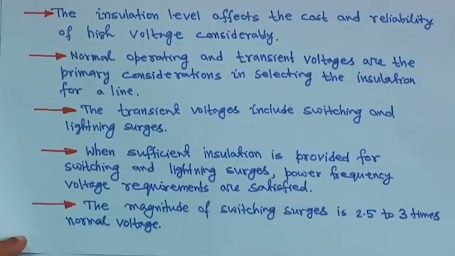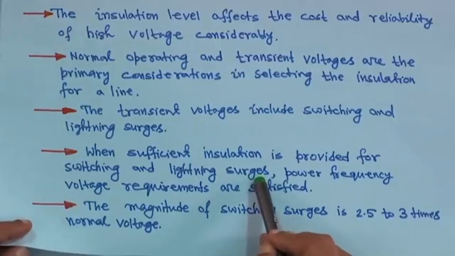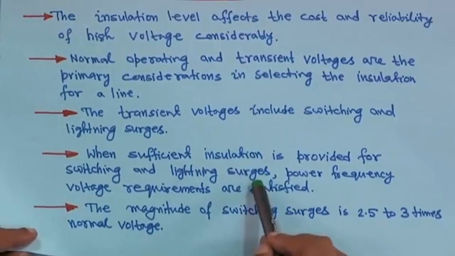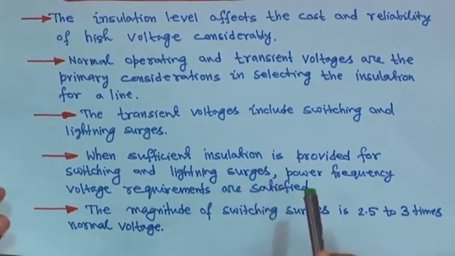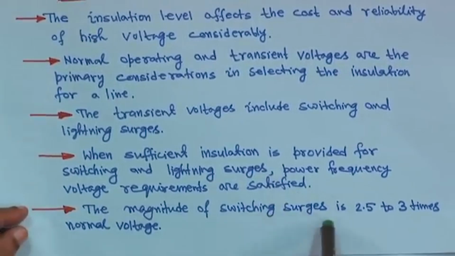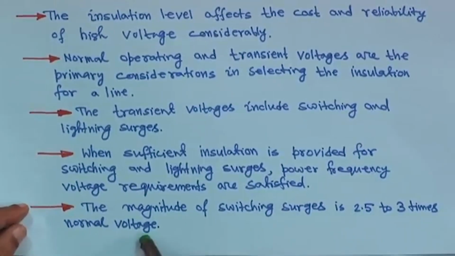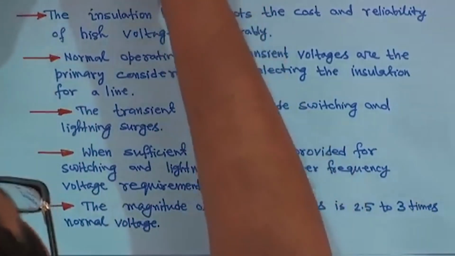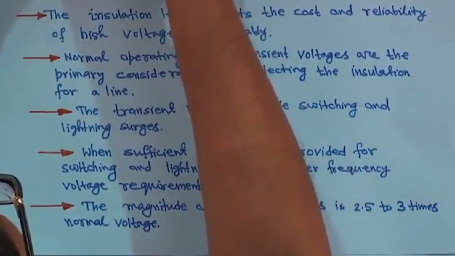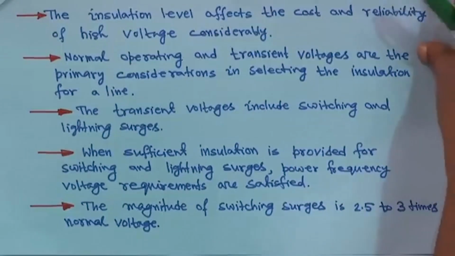So, sufficient insulation will be provided against switching and lightning surges. When you are designing everything, you have to take this into account, and accurate calculation is required. Next, the magnitude of switching surges is 2.5 to 3 times the normal voltage. That means the insulation should sustain that kind of high voltage. So, that is 2.5 to 3 times the normal voltage, and that way you have to design.